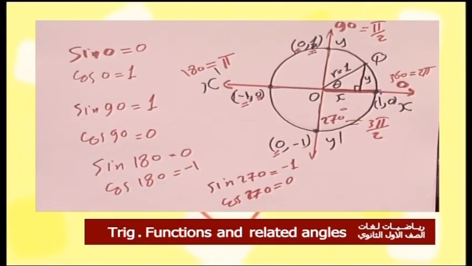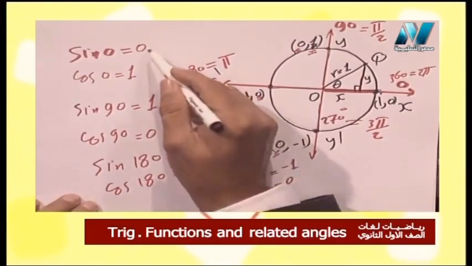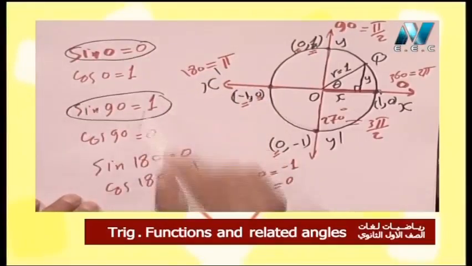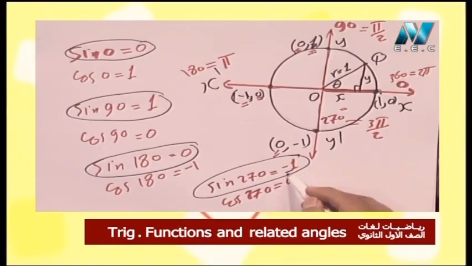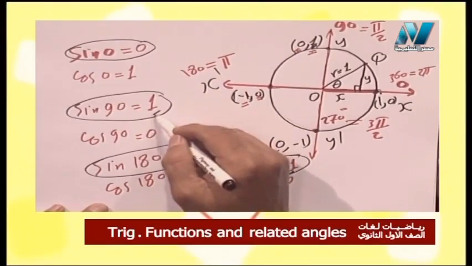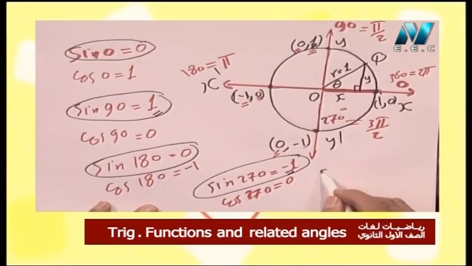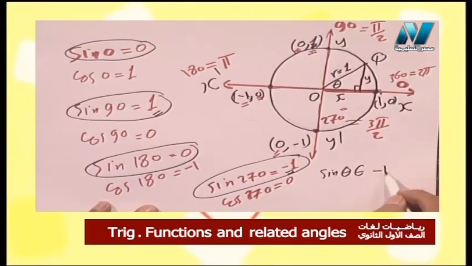So look carefully at these numbers. We have sine 0 equals 0, sine 90 equals 1, sine 180 equals 0, sine 270 equals negative 1. So the smallest value here is negative 1 for sine of any angle, and the greatest value here equals 1. So we can say that sine of any angle theta belongs to the interval between negative 1 and 1. It can be negative 1, negative half, 0, half, 3 over 4, 1, and so on. But not less than negative 1, not more than 1.